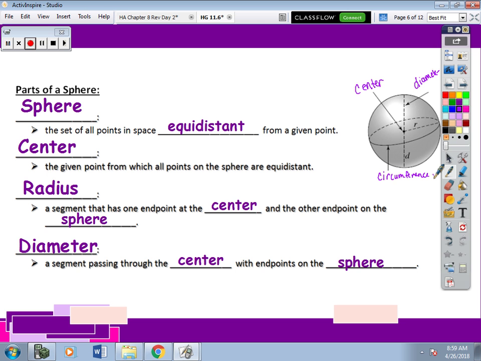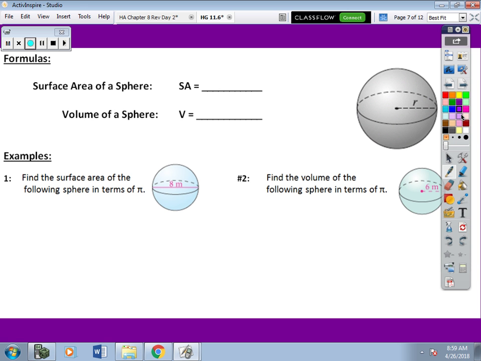Sometimes they will give you the circumference and ask you to find the radius before you find surface area or volume. So you may have to do a little bit of solving to get your dimension. All right, so our 2 formulas for today that you can add to your formula sheet, and then this will complete the entire formula sheet front and back, are the surface area and volume of a sphere.